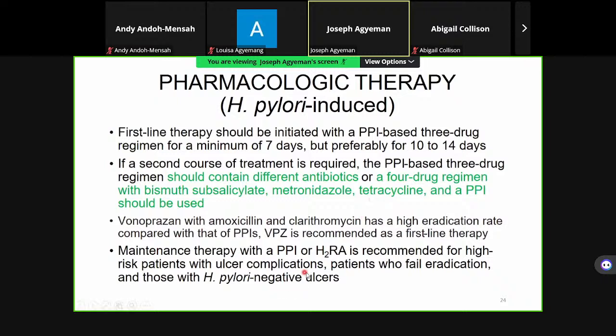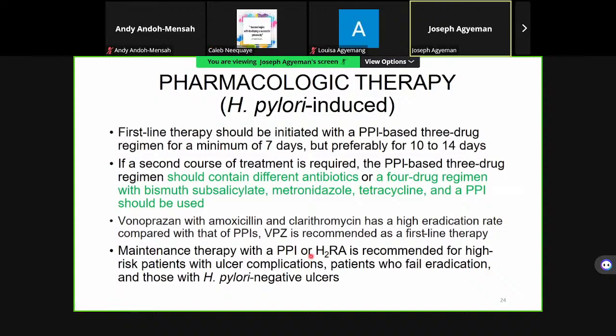But at times, if the signs and symptoms, belching and those things, are still there, you may take extended doses of PPIs or H2 receptor antagonists, especially in cases where we have high risks for complications. And as I said, when the patient feels eradication, or in cases of H. pylori negative ulcers where you are still feeling signs and symptoms, you may have to continue your PPIs at times for about 4 weeks or even 8 weeks, depending on how the signs and symptoms subside.